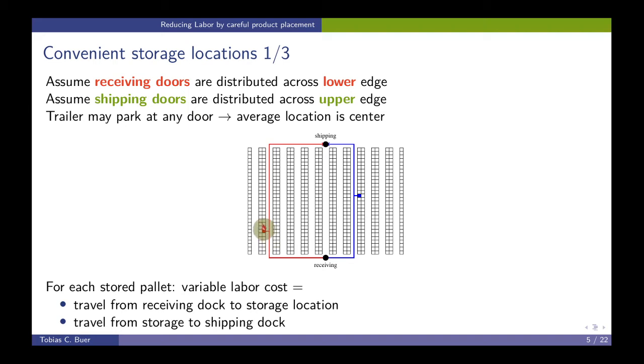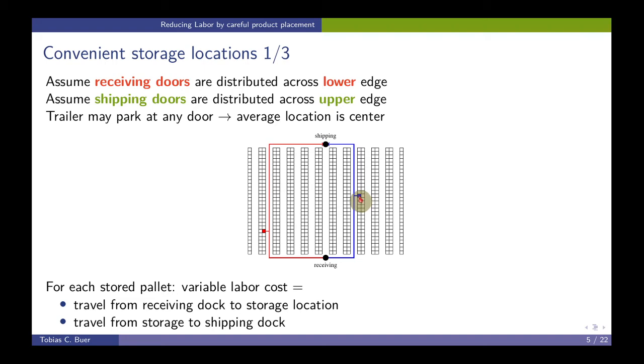The same applies for the red storage position. Now, which of the positions is more convenient? Which is more efficient to store in terms of labor costs, if we only focus on labor costs? You see the blue line is clearly shorter than the red line. That means the travel cost for the blue storage location is much lower than for the red storage location.